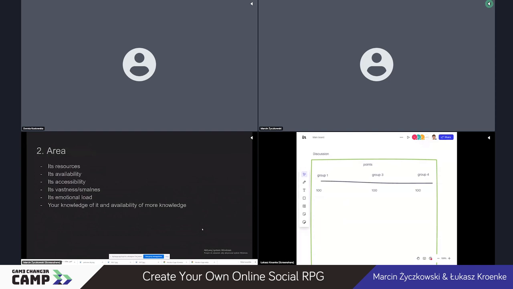Then area. Even a table is an area. In regard to online activities, the platforms on which you enact your game are your area. So you need to know it as best as you can, because 70% of things that fail within a game are linked to misrecognition of the area, lack of understanding of how it works and what its resources are, accessibility, and even emotional load.